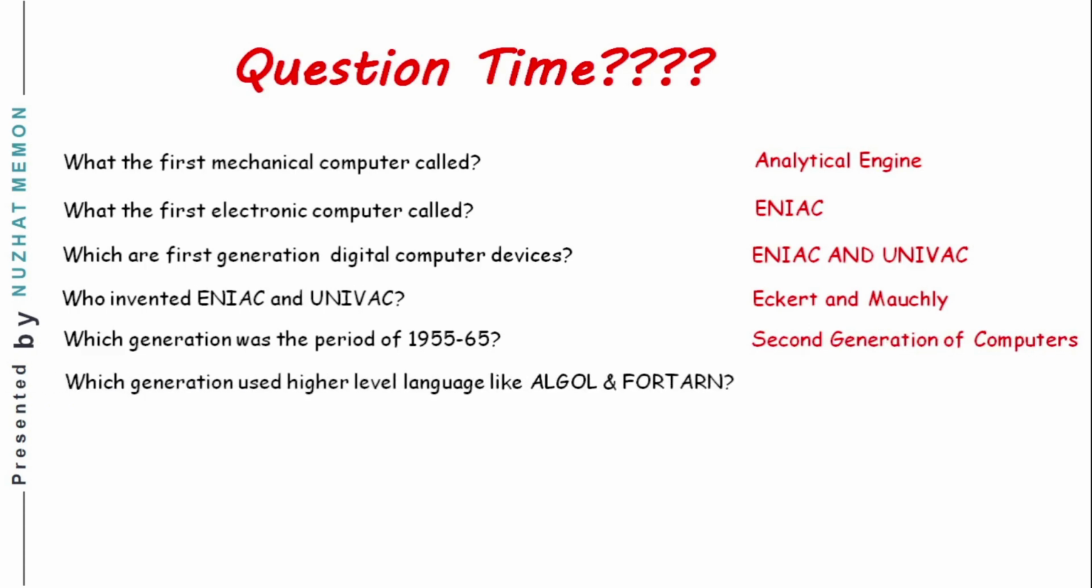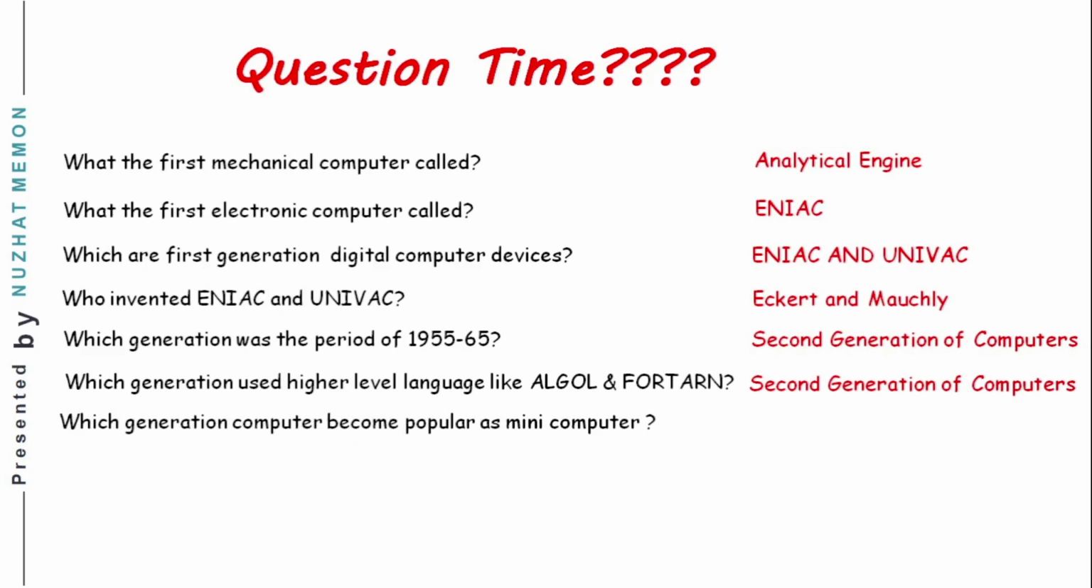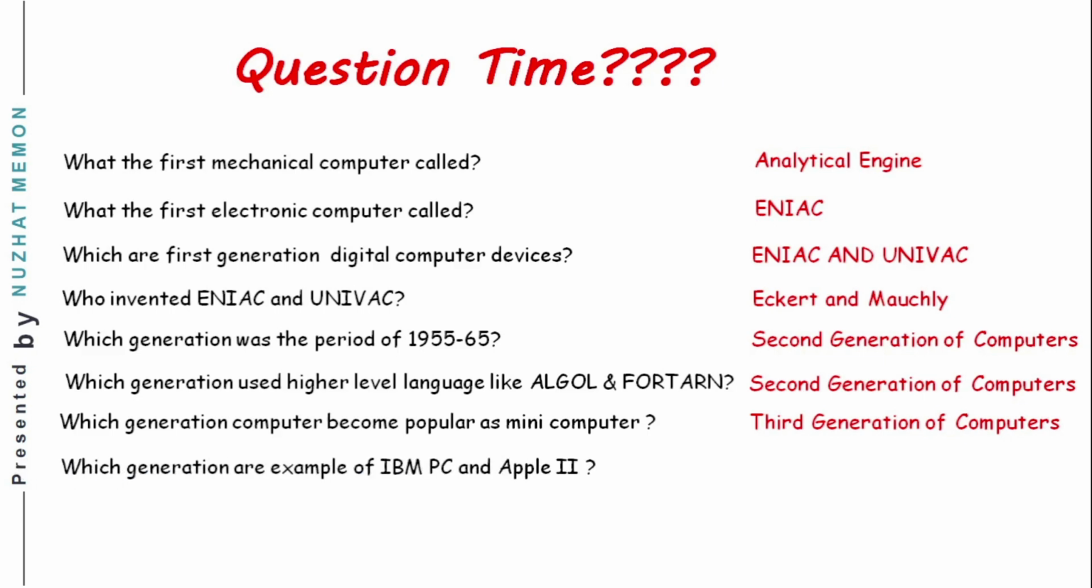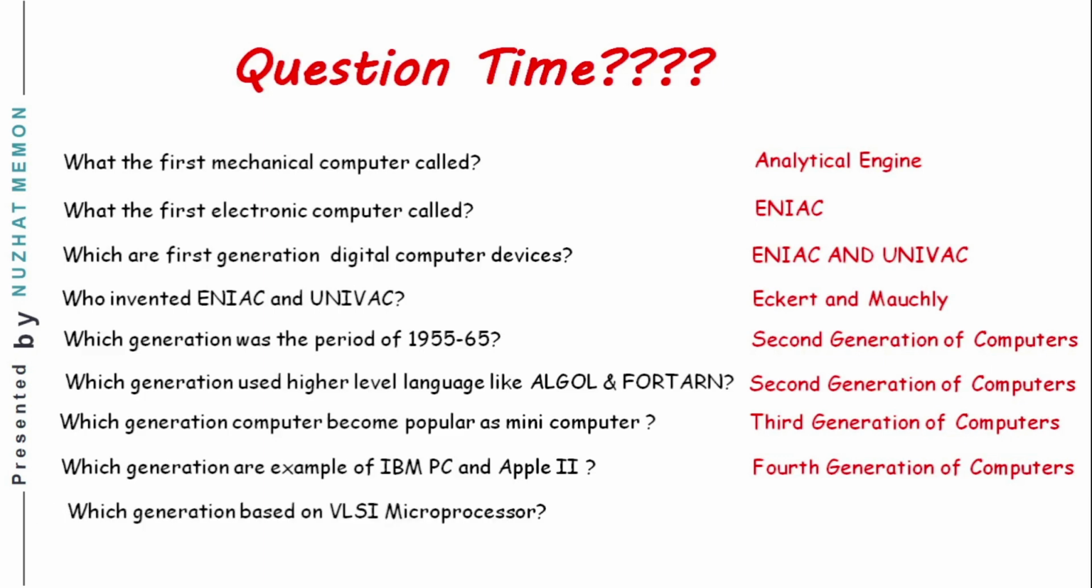Then we have, which generation used higher level languages like Algol and Fortran? Second generation of computers. Then which generation of computers became popular as mini computers? The third generation of computers became popular as mini computers. Then which generation are examples of IBM PC and Apple II? Obviously the fourth generation of computers. Then which generation was based on VLSI microprocessor? VLSI stands for very large scale integration, and that was in the fourth generation of computers.